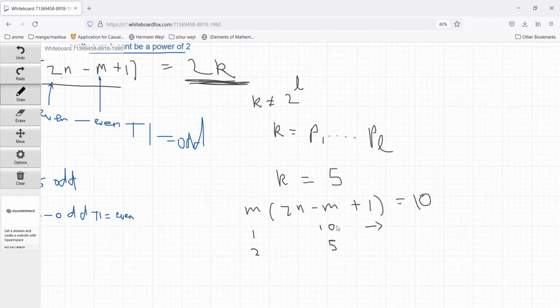So this would lead us to the conclusion that n is equal to 5. Oh, but we don't want the 1. We don't want the 1. So we only look at this one. This will give us that n is equal to 3. So 2 by 3 works.